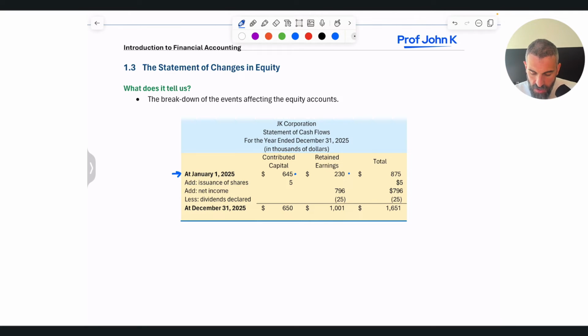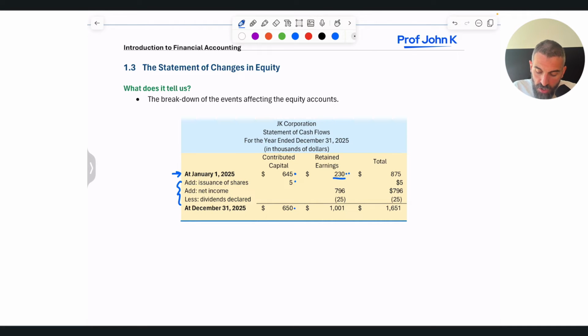So if you take a look, it starts with how much you had at the beginning of the year, let's say in your contributed capital and in your retained earnings. And then what are all the possible things that could have affected it? Well, if you issued any new shares, so if you received any new investments, that would be contributed capital. So during the year, in this example, we received $5,000 in additional capital. Maybe the owners put in an extra $5,000 into the business. So we started the year with $645, but we ended with $650.